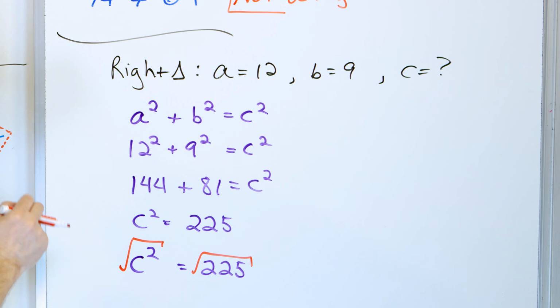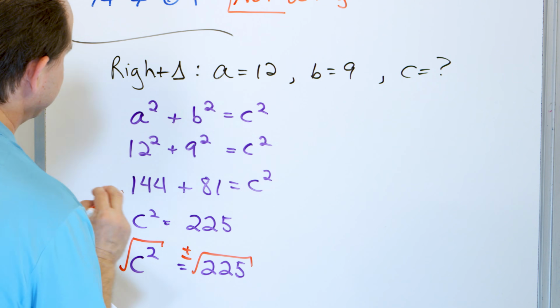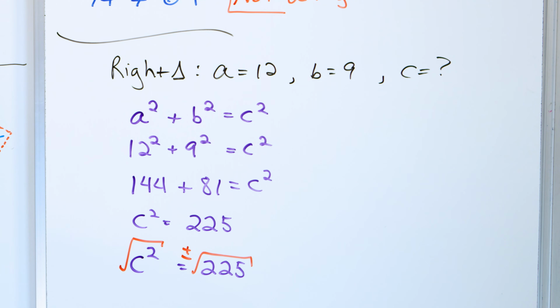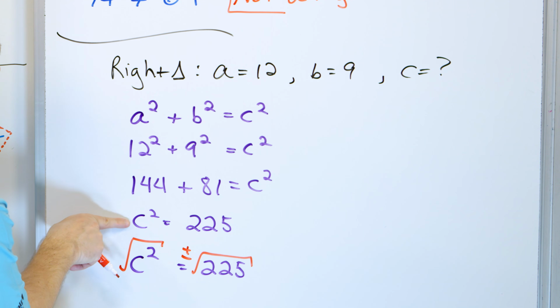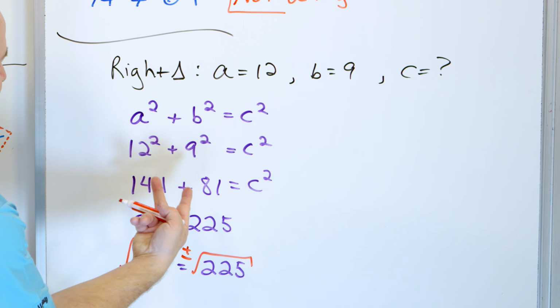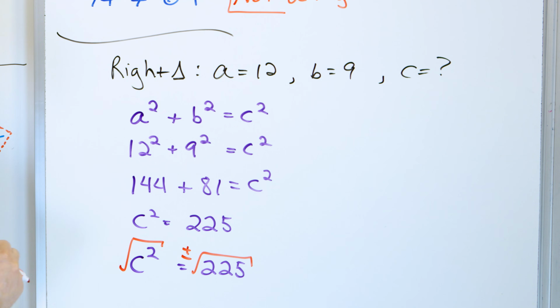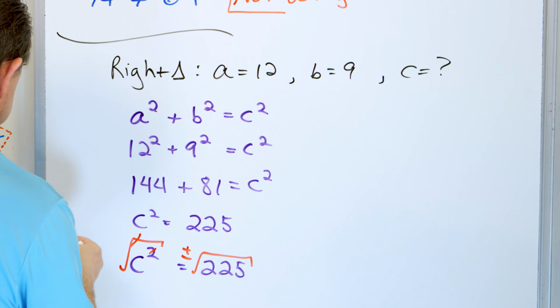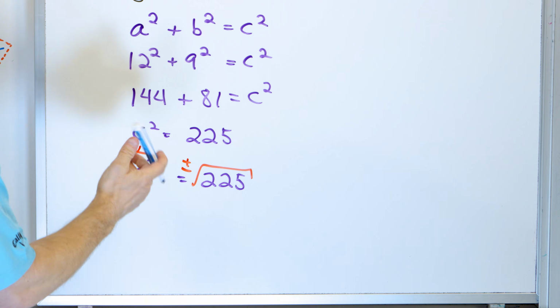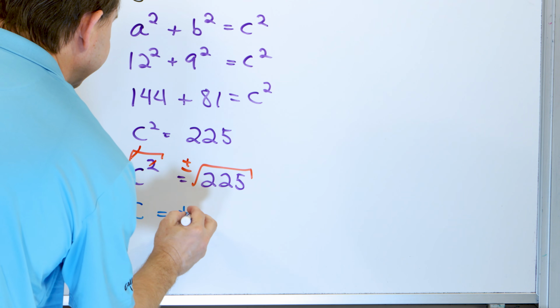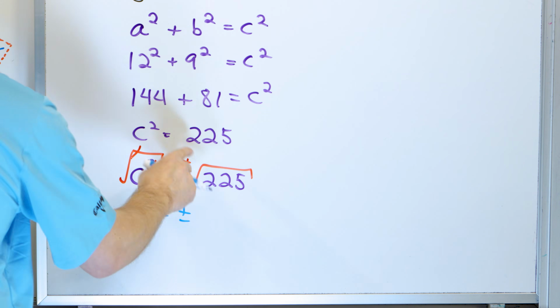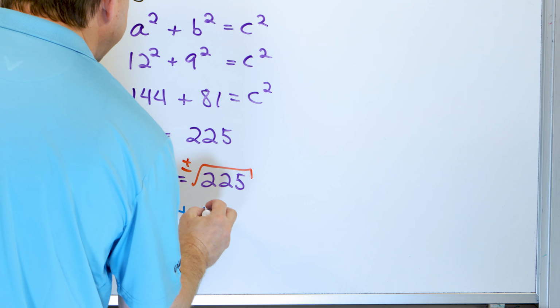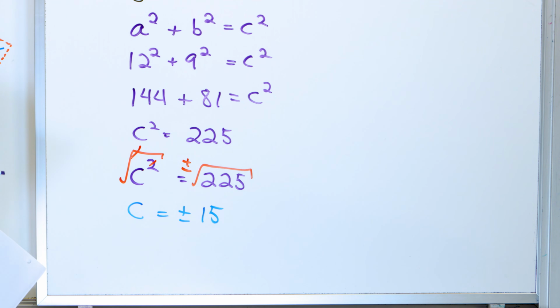And when we apply our own square root, we have to put a plus or minus to catch both of the answers, because we know from this equation, since it's a squared variable, we have to have 2 answers. We learned that before. So the square root cancels with the square, and what you're going to have left is the variable C, and you're going to have plus or minus the square root of 225 works out to be 15. If you take 15 times 15, you're going to get 225.